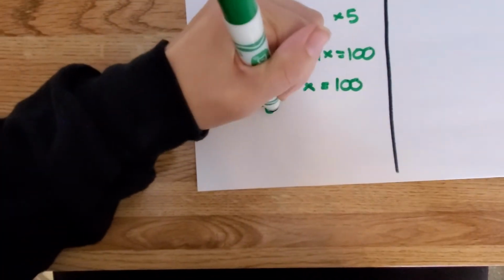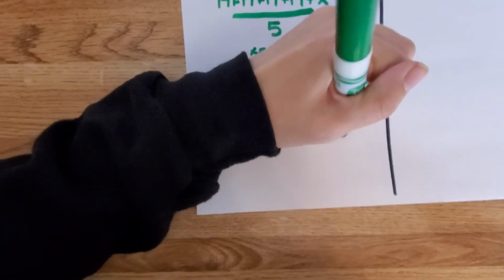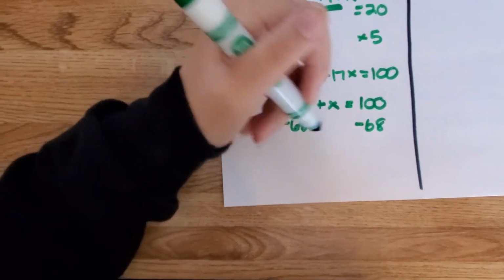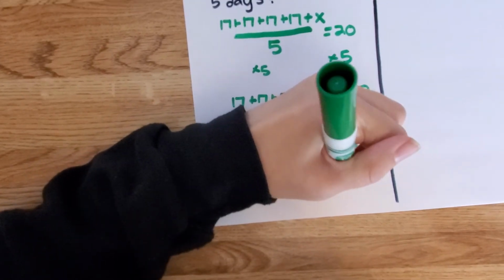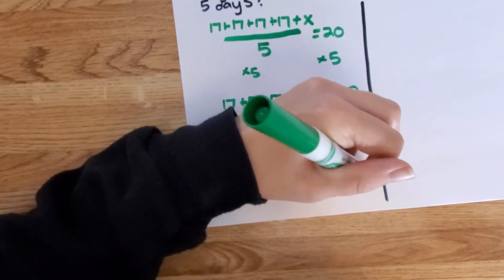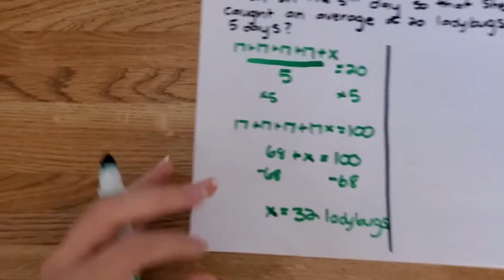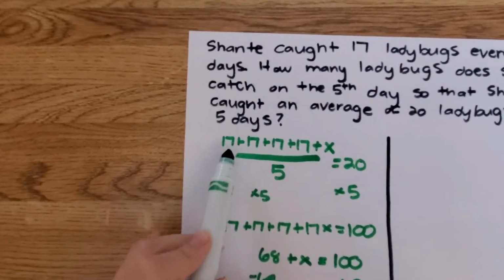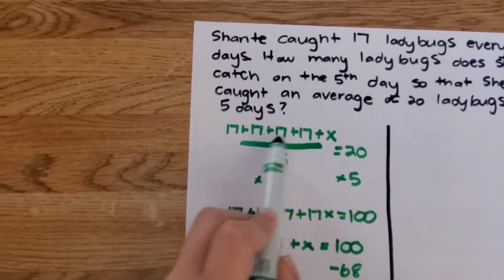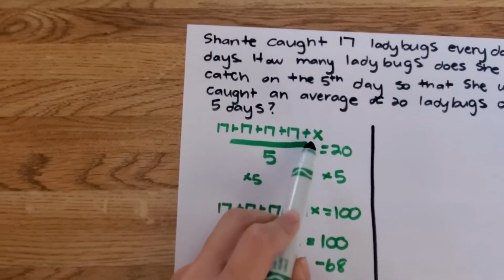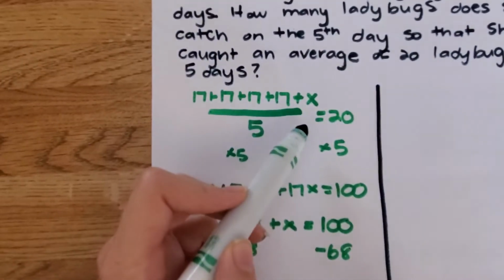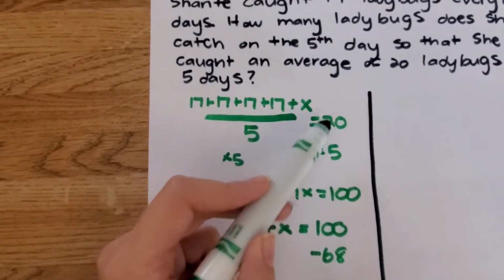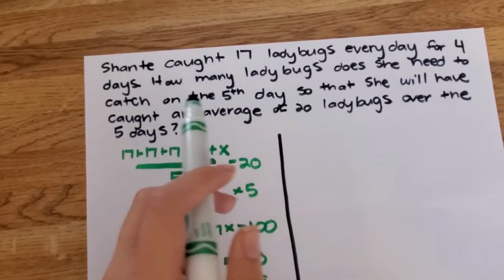Now we minus our 68, minus our 68, and 100 minus 68, we can do that in our heads pretty easily, is going to be 32 ladybugs. So what does this mean here? This means that if on the first 4 days she caught 17 ladybugs, and on the 5th day she caught 32 ladybugs, her average will be 20 ladybugs, and that's what we were looking for.